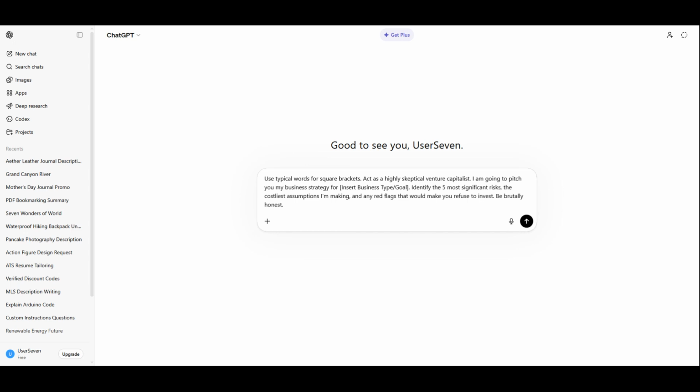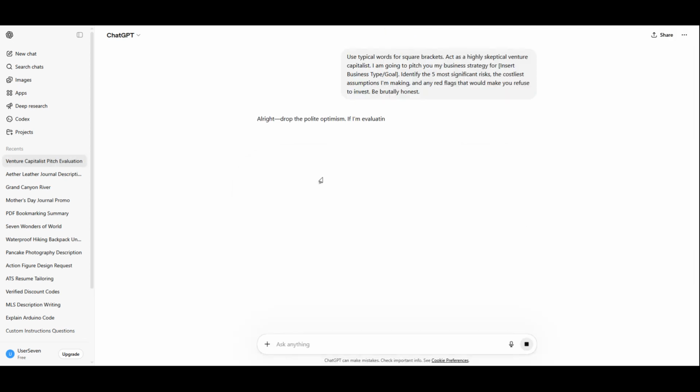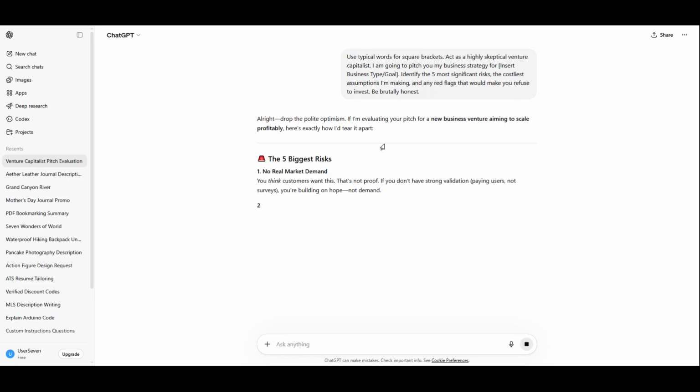Ask it to identify the 5 biggest risks, the most dangerous assumptions you're making, and any red flags that would make it refuse to invest. This gives you a much more realistic view of your strategy. For example, if you're starting an online service, ChatGPT can help you think through things like pricing pressure, weak demand, poor positioning, customer acquisition cost, and operational bottlenecks.